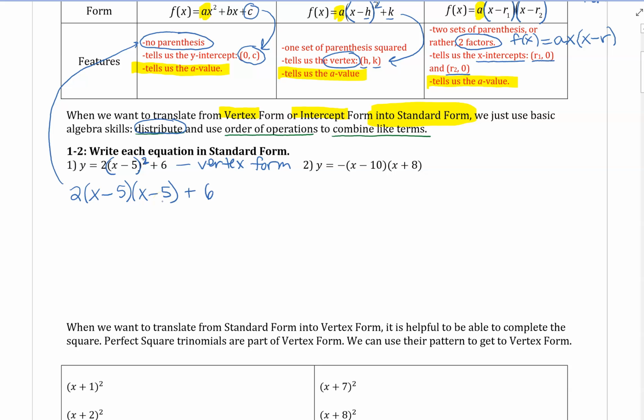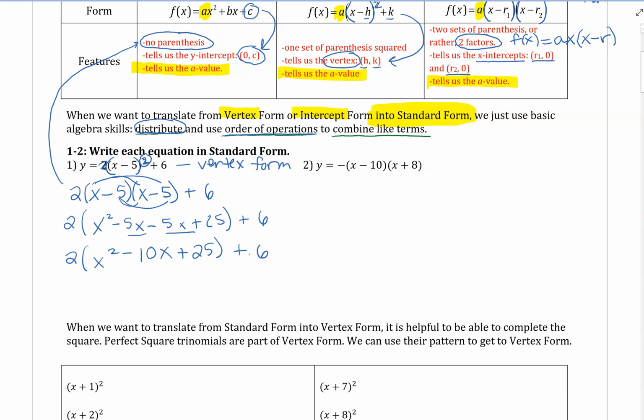So I'm going to start by doing that, because I also need to follow the order of operations, which says that you need to take care of the exponent first before you multiply by 2. So I'm going to FOIL first before I distribute the 2. Okay, so by foiling I get x times x, x times negative 5, negative 5 times x, negative 5 times negative 5. I'm going to go ahead and combine those like terms inside there too before I distribute.